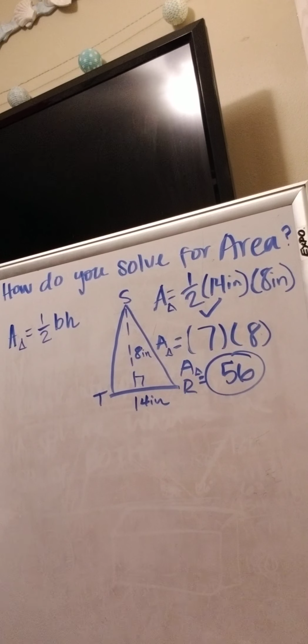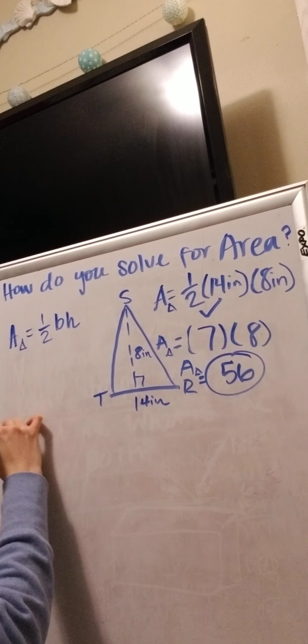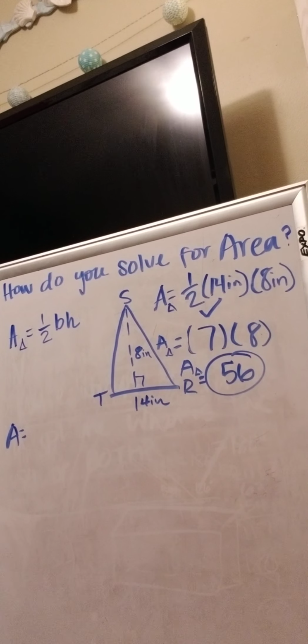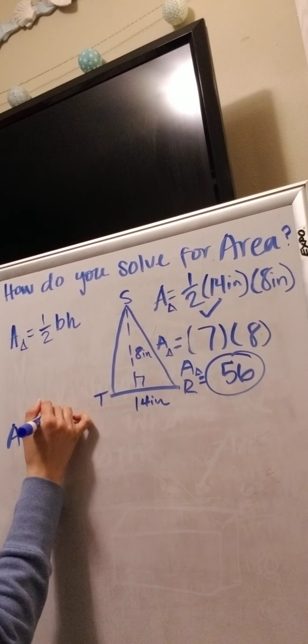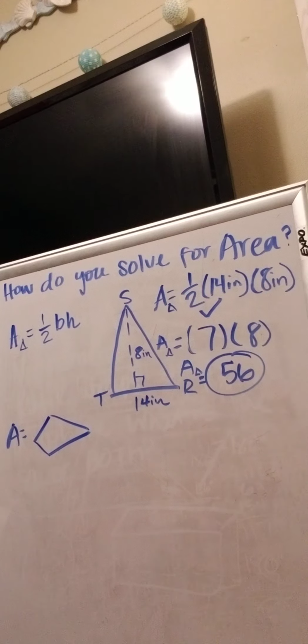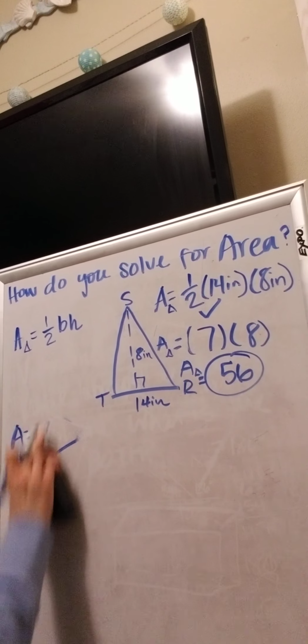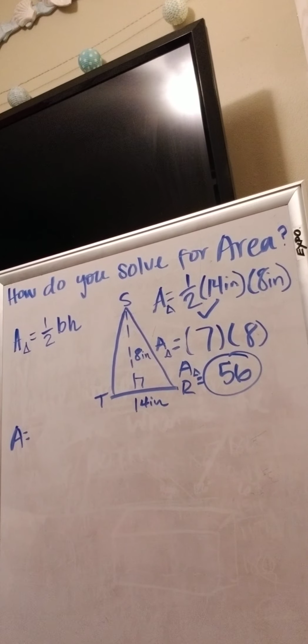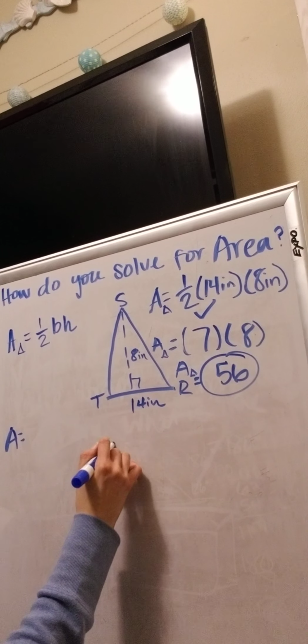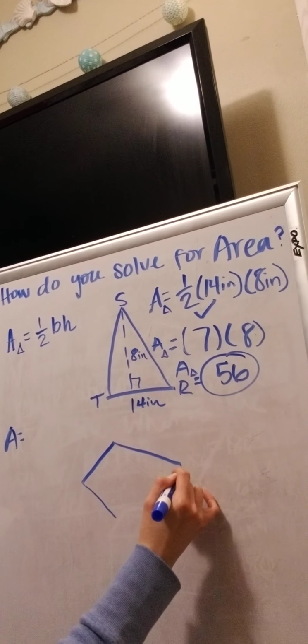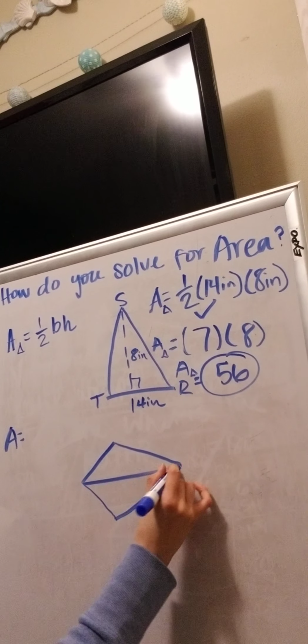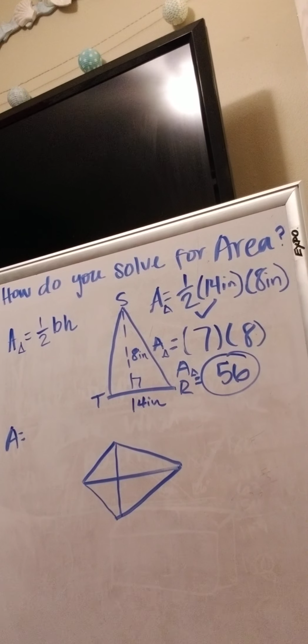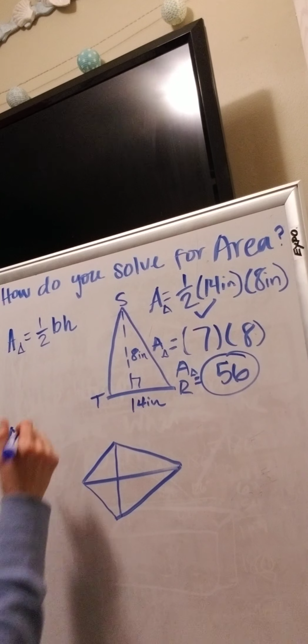Okay, so now we're going to do another problem, a different shape this time. We're going to do the area of a kite. Oh, it's kind of small. I'll draw it down here. All right, so there's our kite. The area formula for a kite looks like this.